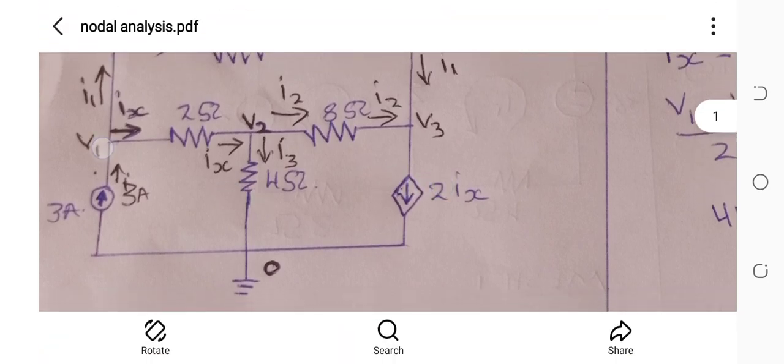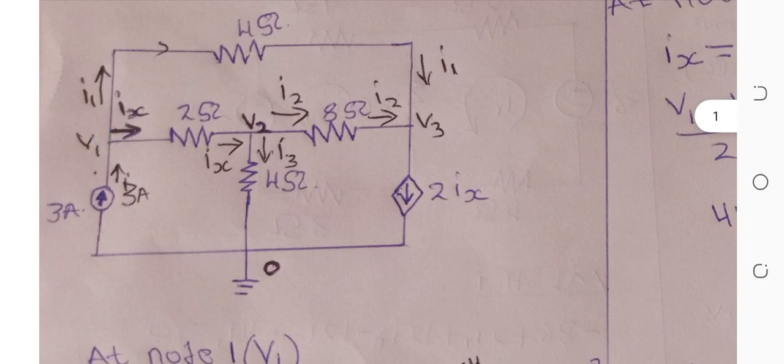So let's start with node 1 over here. If you look keenly, though the writings are not clear, let's focus on it so that you can understand. So this is V1. At this point, we are told that currents entering is equal to the currents going out. Currents entering a node are equal to the currents going out of that node.